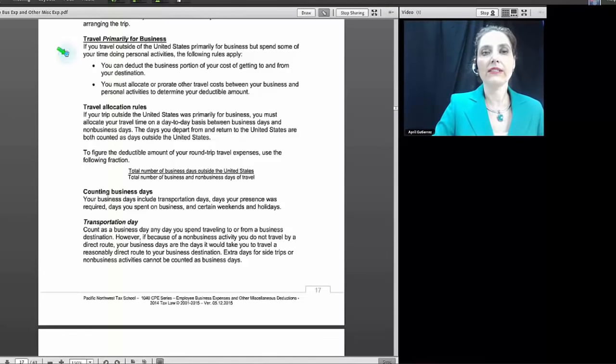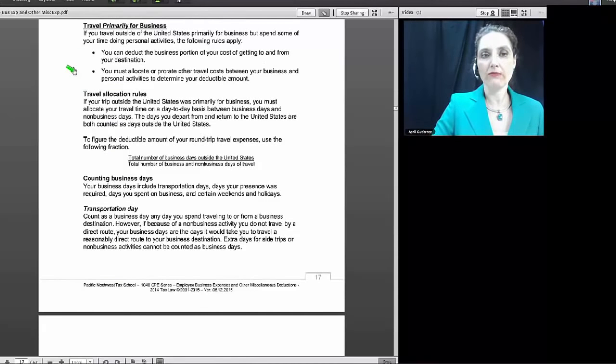If you travel outside of the United States primarily for business but spend some of your time doing personal activities, the following rules apply. You can deduct the business portion of your cost of getting to and from your destination. And then you must allocate or prorate other travel costs between your business and personal activities to determine your deductible amount.